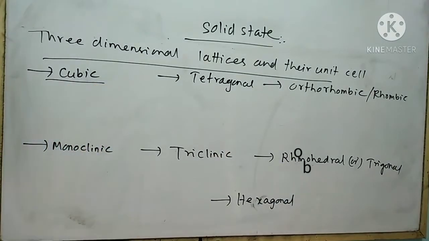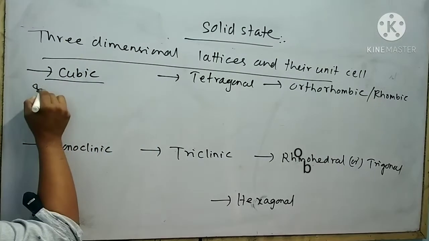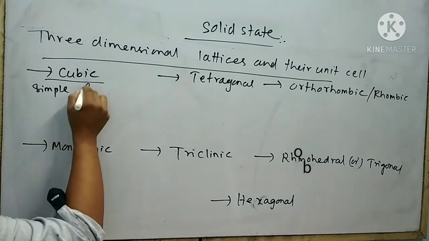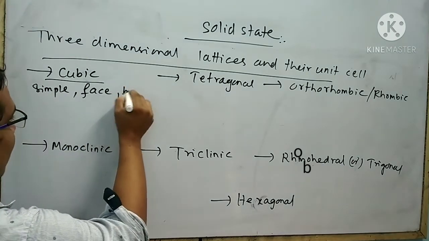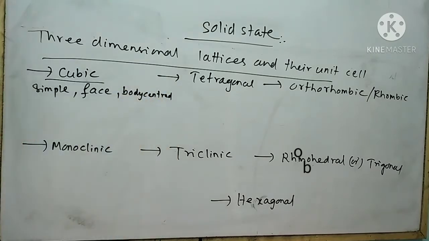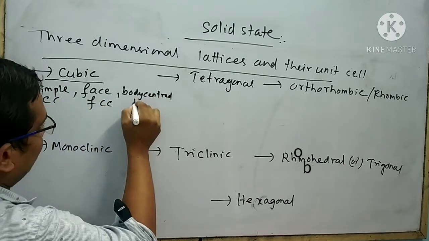Again, the cubic unit cells are of different types. One is your simple cubic unit cell. Second is your face-centered cubic unit cell. Next is your body-centered cubic unit cell. Three types: one is SCC, another is FCC, third is BCC.